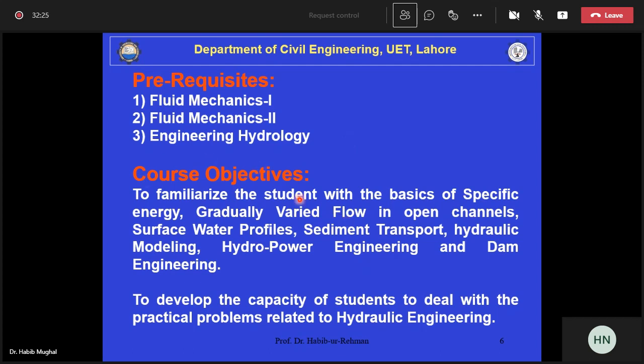Now, what is the course objective of this subject? In this subject, you will become familiar with specific energy concepts and gradually varied flow in open channels, surface water profiles in open channels, sediment transport and hydraulic modeling, hydropower engineering, and dam engineering. The main purpose is to develop the capacity of a student to deal with practical problems related to hydraulic engineering.